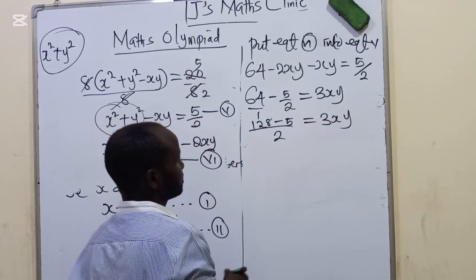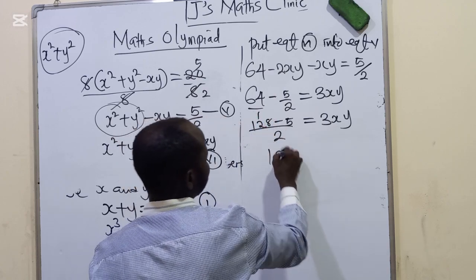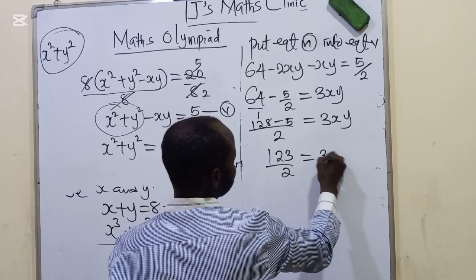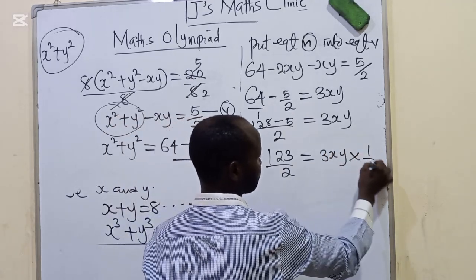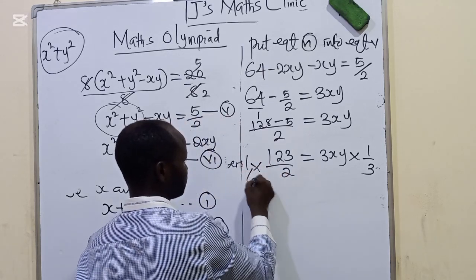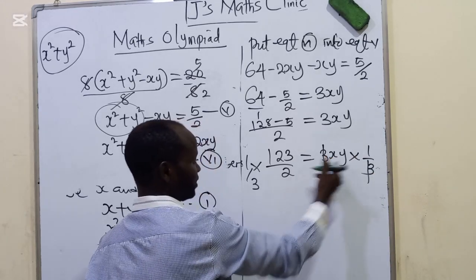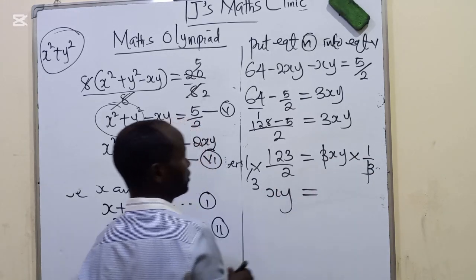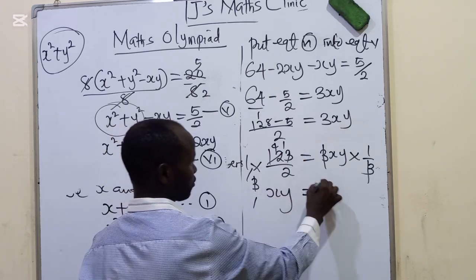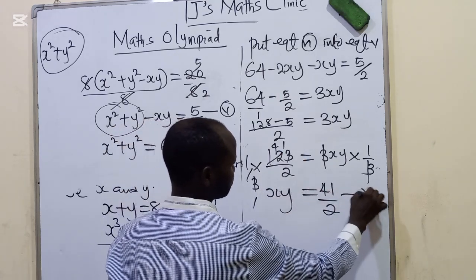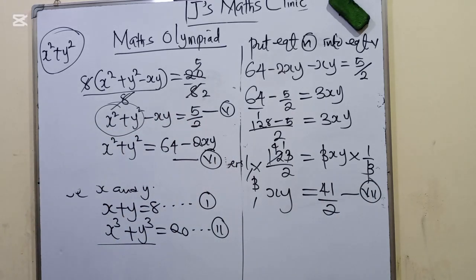Let's subtract. When we subtract this, what are we going to have? We have 123 divided by 2 will be equal to 3xy. Our aim is to find xy now. Let's multiply both sides by 1 over 3. Very important. 3 here, 3 here. We'll be left with xy now equal to, can we reduce this? Yes, 3 can go. 3 here, 1, 3 here, 41. That will be 41 divided by 2. Let's call this equation 7. So xy is equal to 41 divided by 2.